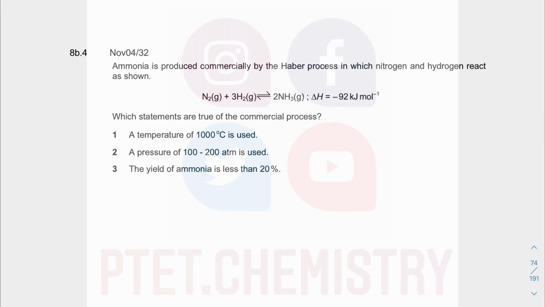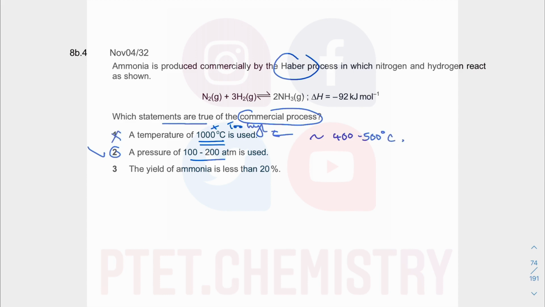In this next question is another part of your case study. This is called the Haber process, which is the production of ammonia in industry. Which statements are true of the commercial process? It's kind of just a condition really. So you do need high pressure, you do need temperature, but you don't need that high. Typically we use 400 to 500 degrees Celsius. 1000 is too high. Okay, so 2 is correct, 1 is wrong. There can only be one answer.